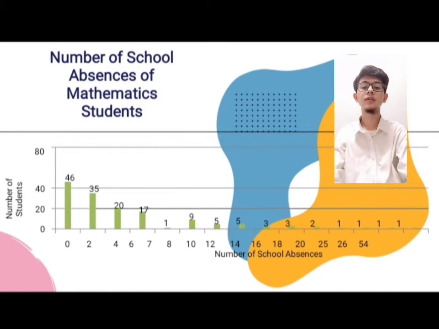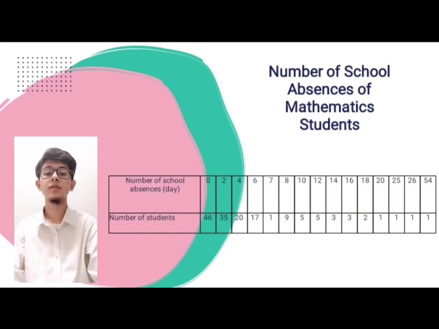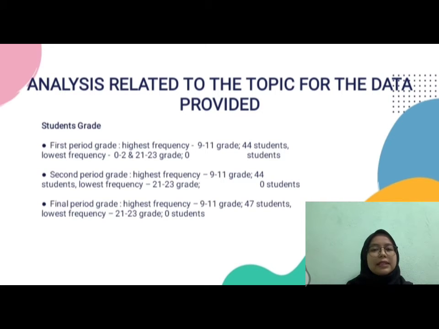Number of school absent of mathematics students. From the figure, we can conclude that the number of school absent of 0 is the highest, which is 46 students, while the number of school absent of 7 days, 20 days, 25 days, 26 days, and 54 days is the lowest, which is only 1 student. From the table, we can conclude that 0 day has a highest mode score, which is 46. So that's all. I will continue the analysis related to the topic for the data provided.